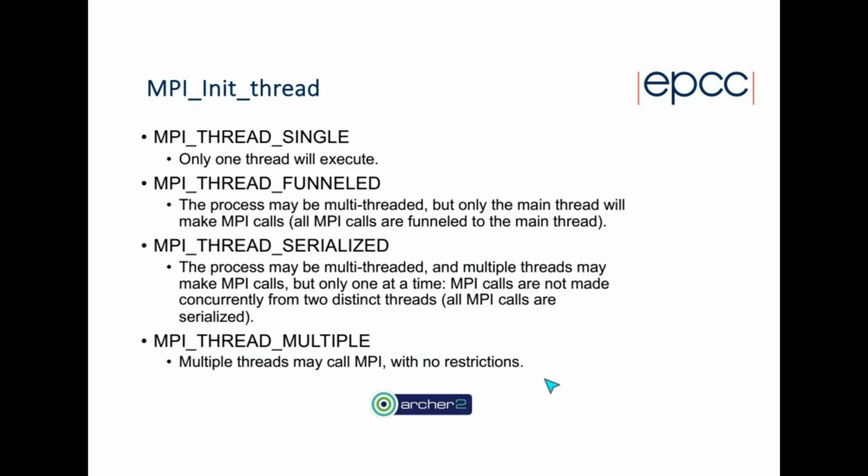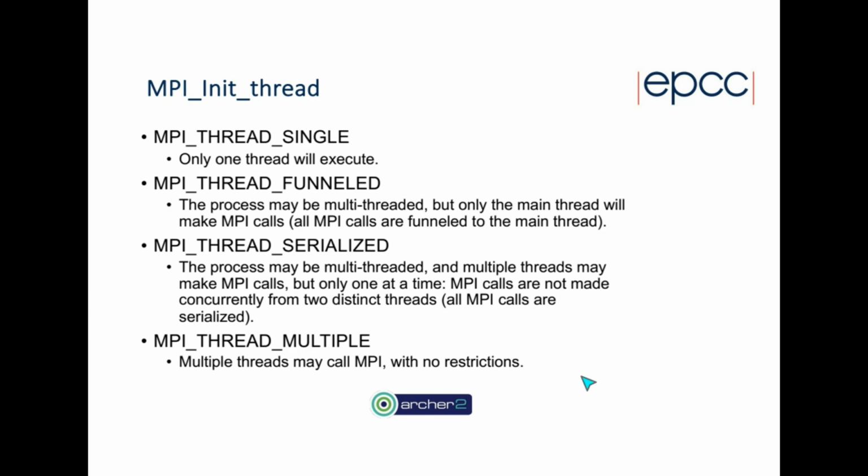The values that these parameters can take are also predefined constants in the MPI library. There are four possible values. The first one is MPI_THREAD_SINGLE, which guarantees that there aren't going to be any additional threads; only one thread is going to execute. Then MPI_THREAD_FUNNELED, where the process may be multi-threaded, but only the main thread is going to make MPI calls. That covers both the master-only and funneled OpenMP patterns, if you like.